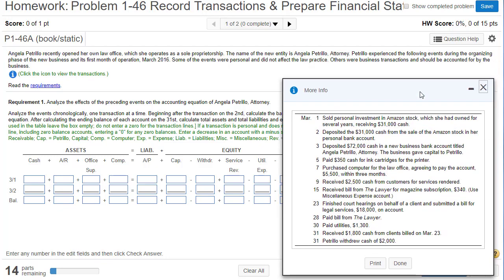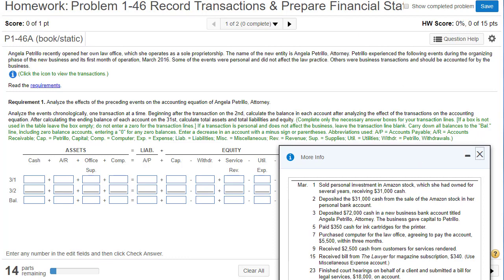And since the rules state that we do not enter a 0 for the transaction lines, we won't enter anything on this transaction line. Now the second transaction, March 2nd, deposited the $31,000 from the sale of the Amazon stock in her personal bank account. Again, this is her personal account, so we record nothing in these business records. It's important to keep your personal transactions out of your business transactions.